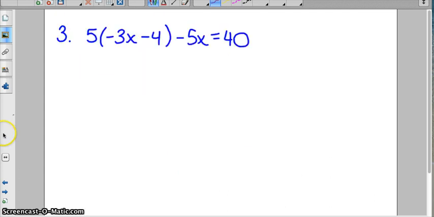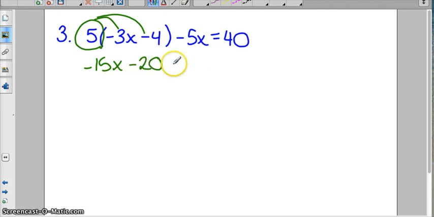Alright, example 3. We have 5 times negative 3x minus 4 minus 5x equals 40. So we're going to distribute the 5. It's just a positive 5. We're going to distribute both of these. So 5 times negative 3x is negative 15x. 5 times negative 4 is negative 20. So we're going to write minus 20. Bring down my minus 5x equals 40.